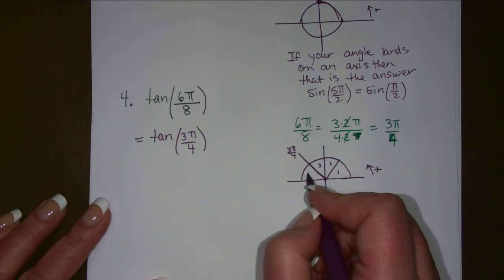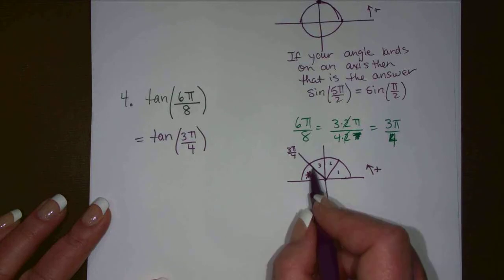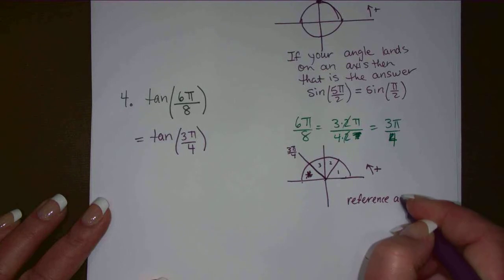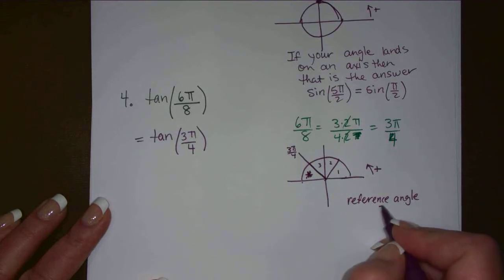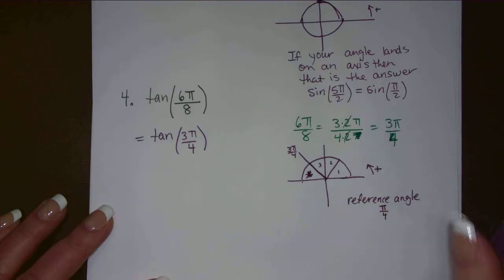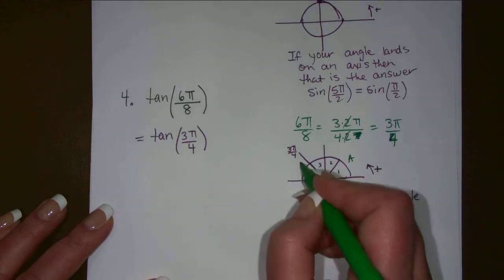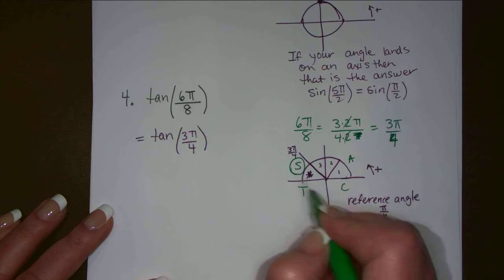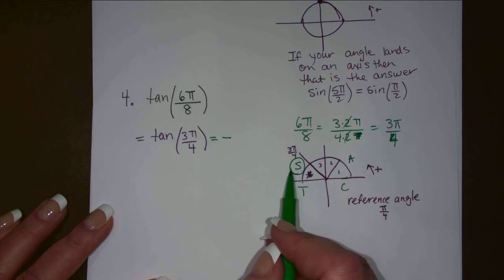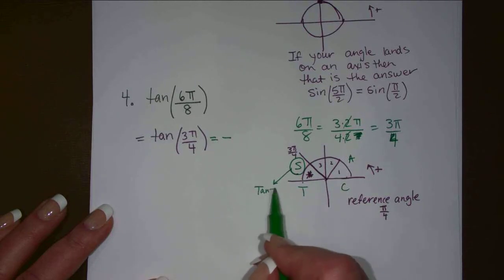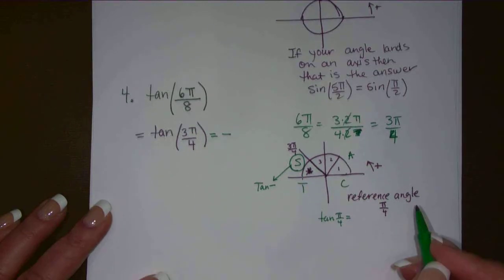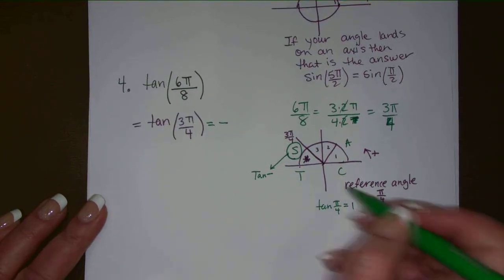Our reference angle is between that line and the x-axis. It's 1 piece, so pi over 4, 1/4 of the pi. And then what quadrant do we land in? Sine is positive, so what's tan? Negative. So this is saying that tan is negative. And for our reference angle, we're going to look up tan of pi over 4 to get the answer. Tan of pi over 4 is 1, so the answer is -1.